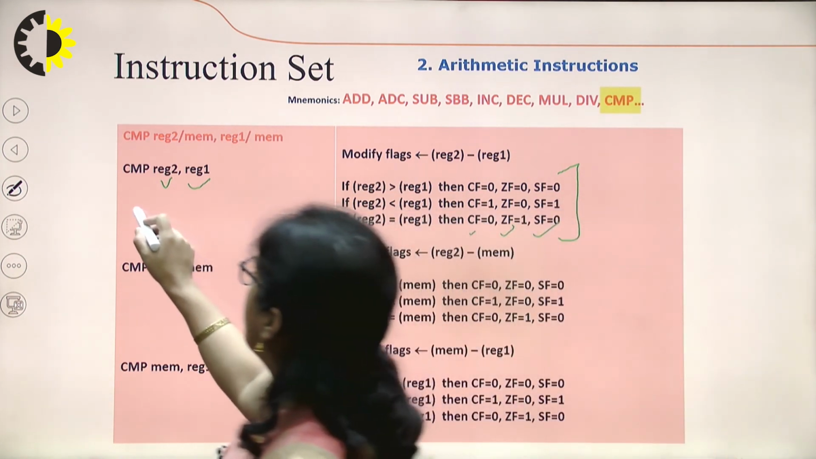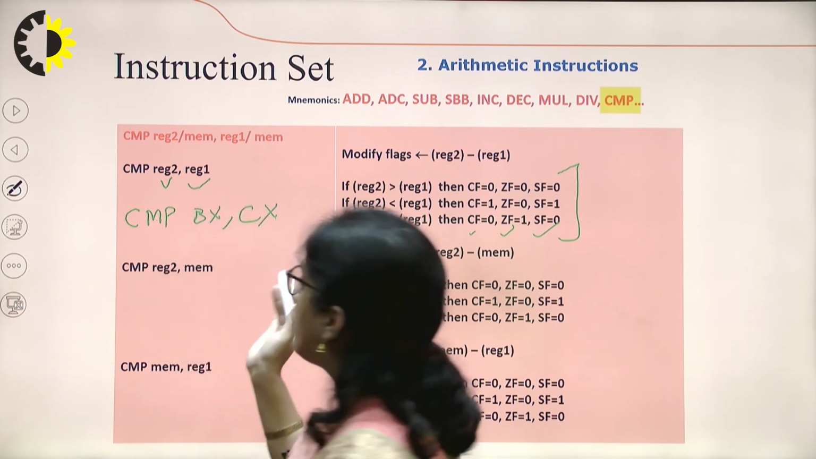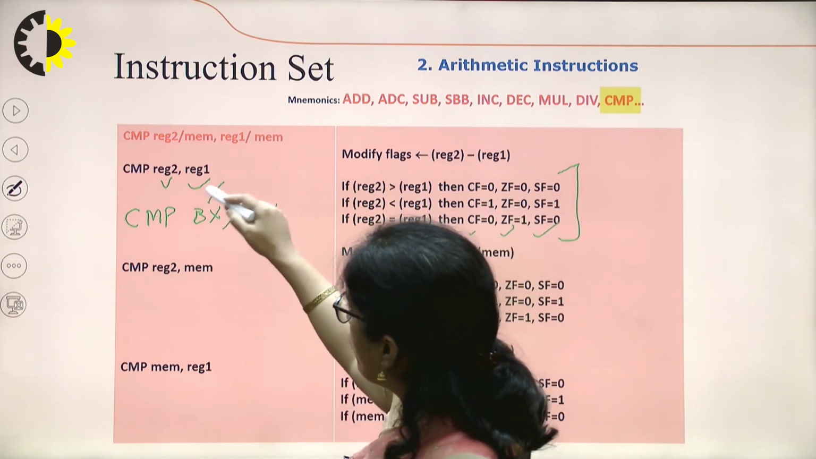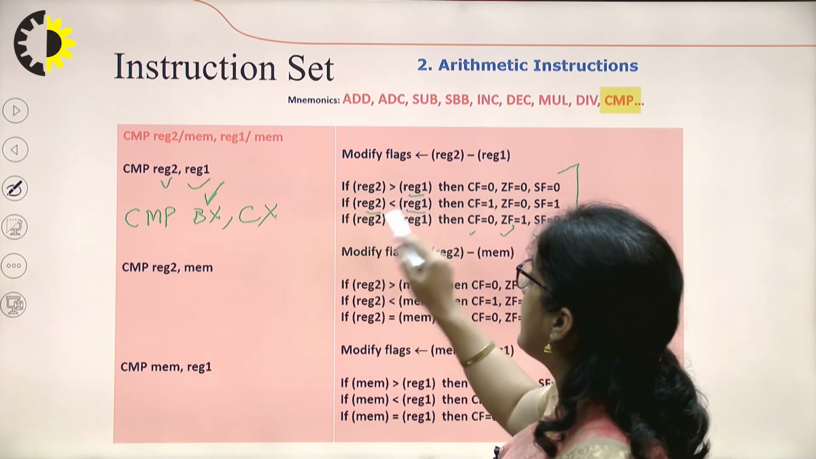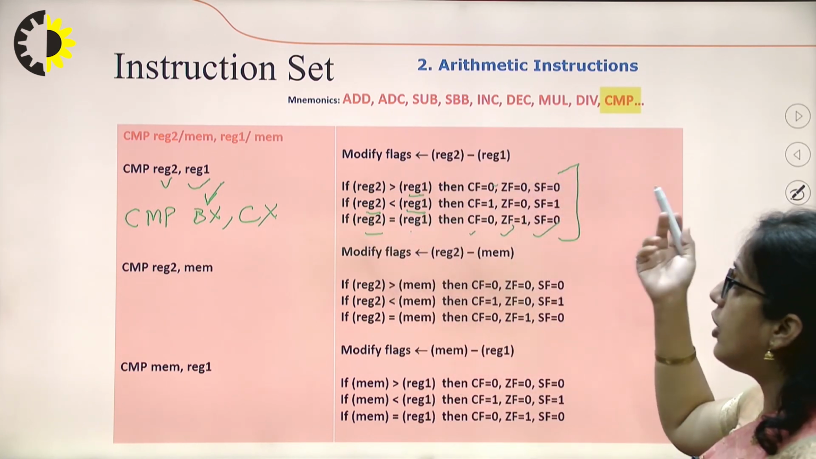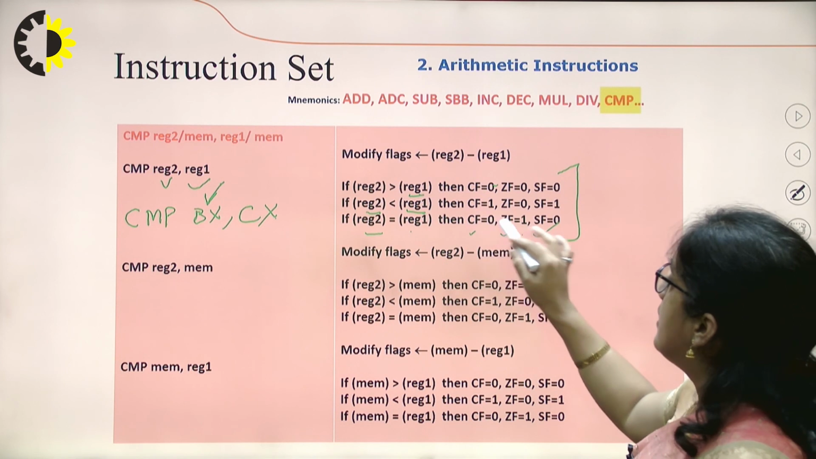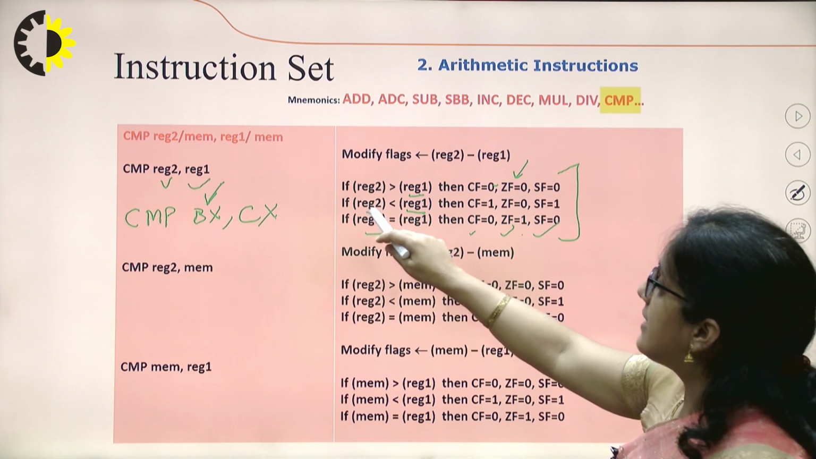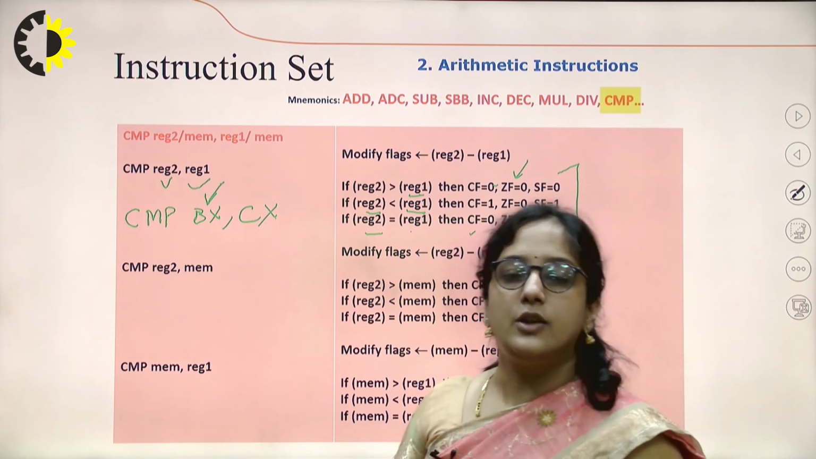I can have an instruction like CMP BX, CX. So the content of CX and BX get compared, but the decision will be taken with respect to BX, whether BX is greater than CX, or BX is less than CX, or BX is equal to CX. Depending on that, the carry flag will be set or reset. The zero flag will be set only if they are equal; otherwise, the zero flag will be 0. If BX content is less than CX content, the carry flag is set and the sign flag will be set, indicating that the content of BX is smaller.